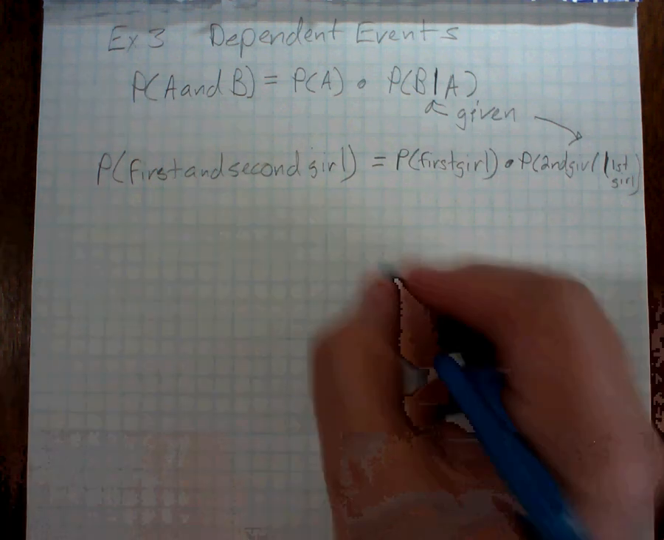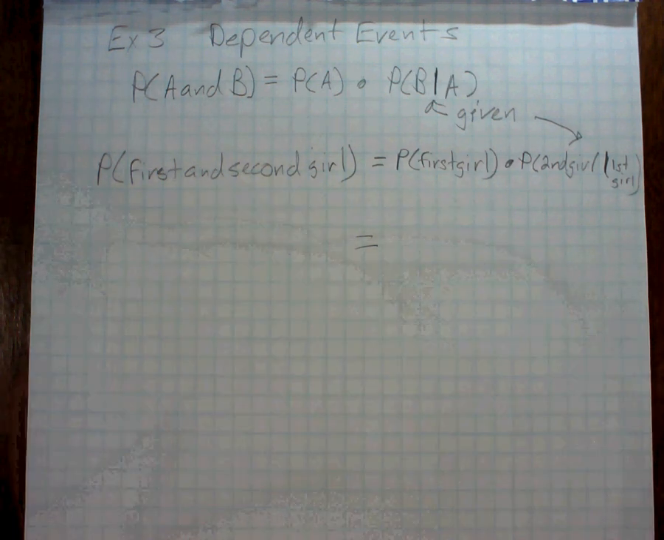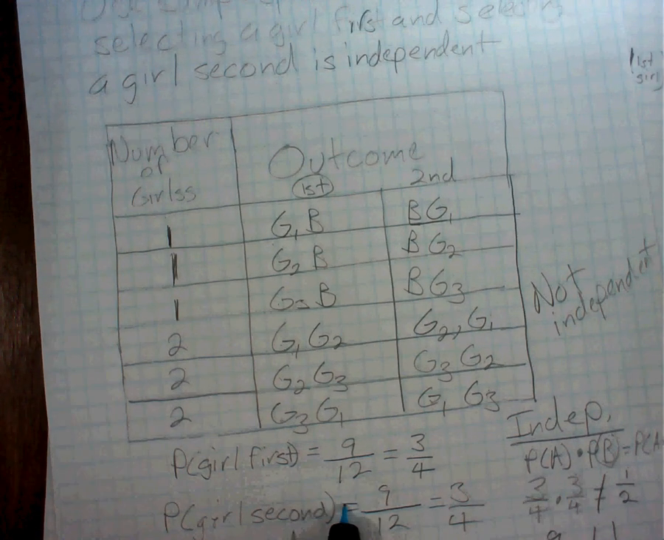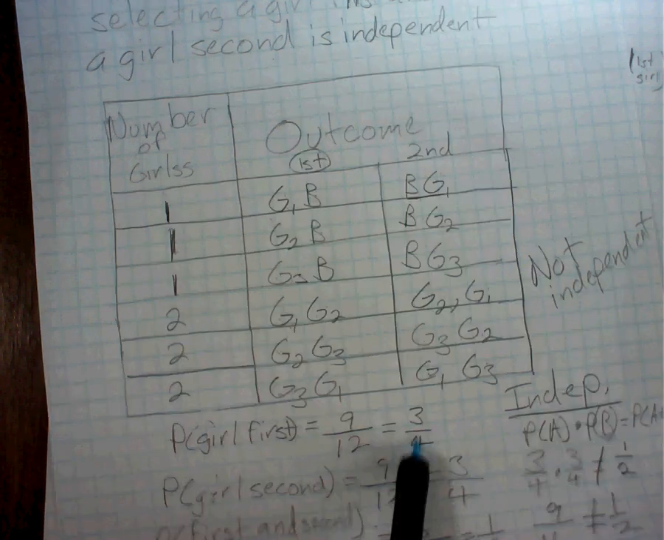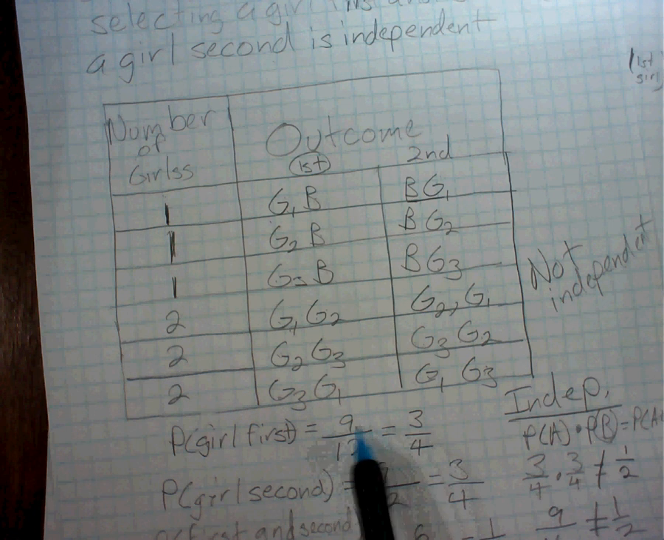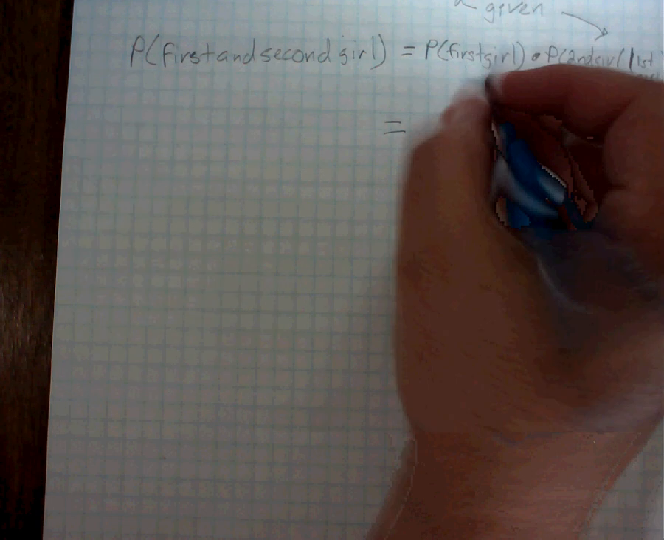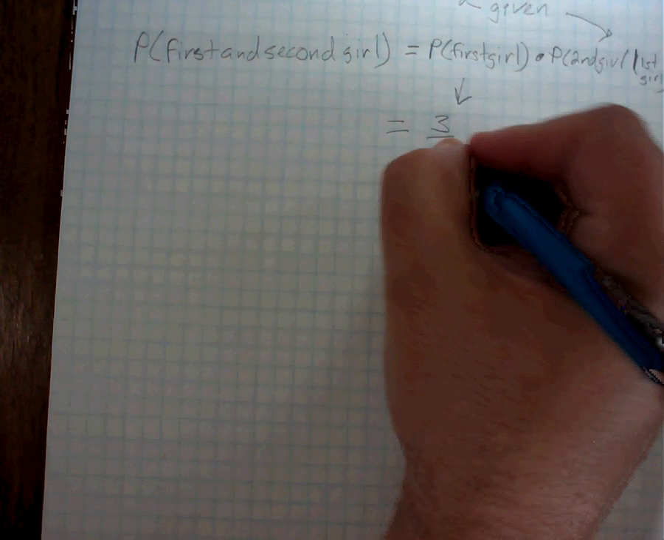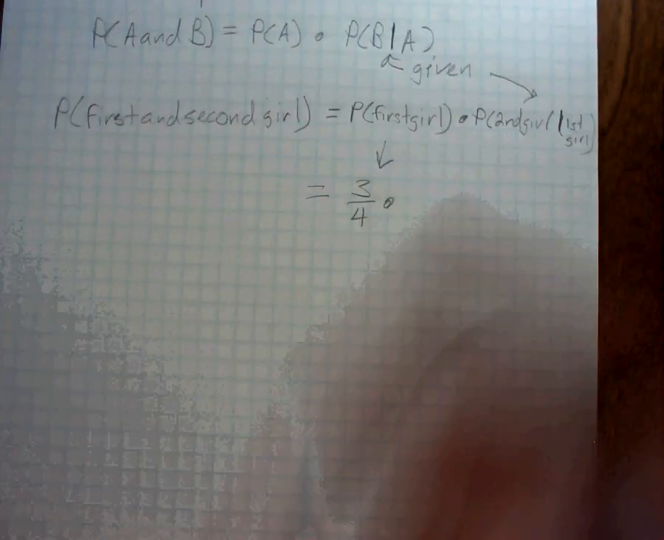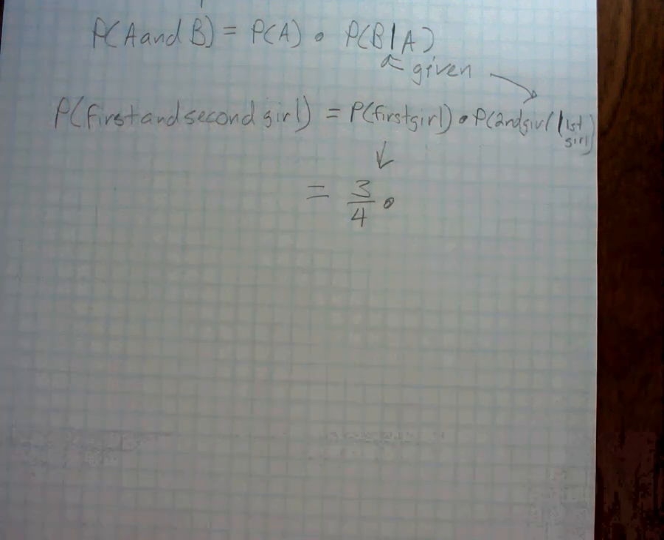So then what does that mean? Well, if we look at our data, the probability of the first one being a girl is 9 over 12. But that reduces down to 3 over 4. If I divide the top by 3, 9 divided by 3 is 3, 12 divided by 3 is 4. So the probability of the first one being a girl is 3 over 4 times, now this is the tricky part, the probability of a girl given that the first one is a girl.